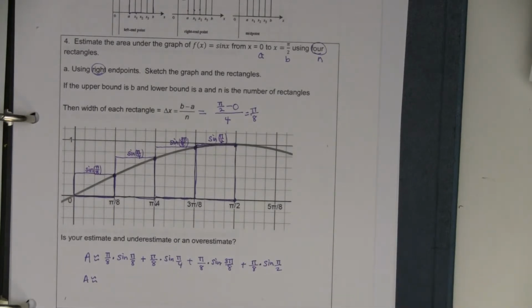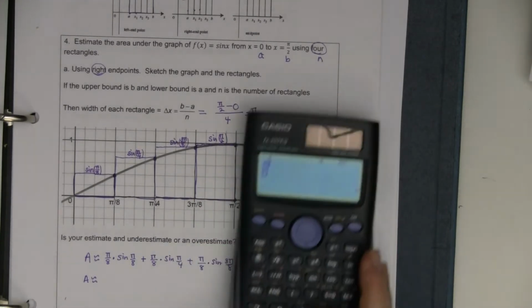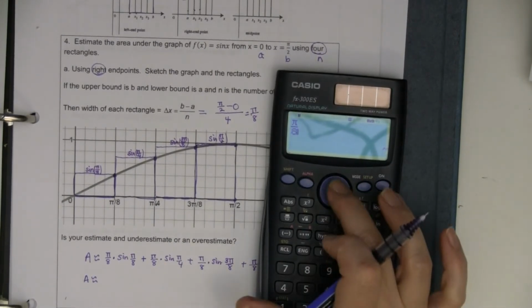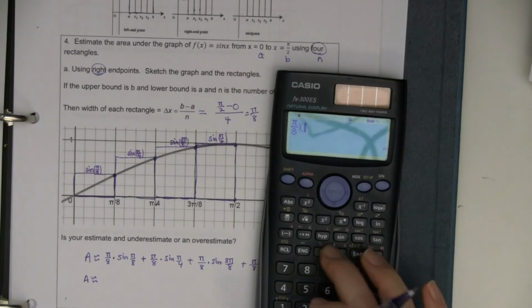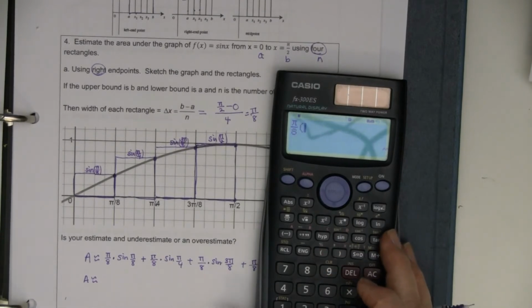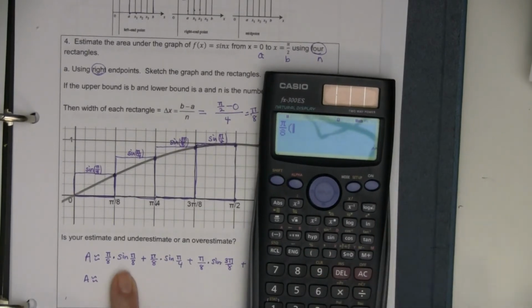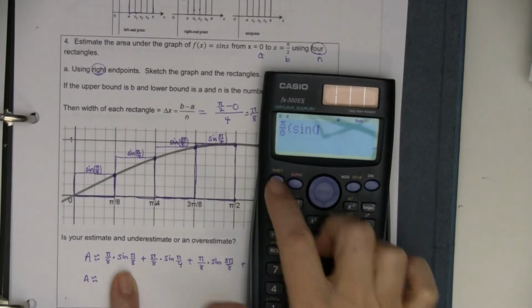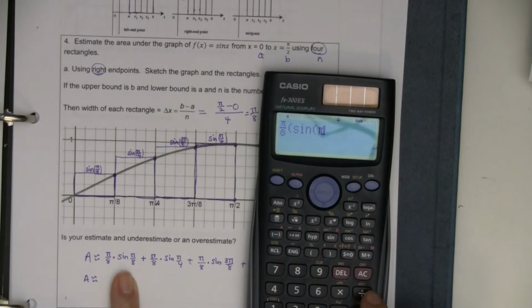And I'm just going to get my calculator out and put that in. Now one thing, because they all have pi over 8 in common, you could just factor out a pi over 8, and that makes it a little bit easier to put in your calculator. So when I put this in my calculator, I'm going to do pi over 8 and then parentheses, and make sure your calculator is in radians. If you get your calculator in degrees, for calculus, I think most of the time we're in radians.